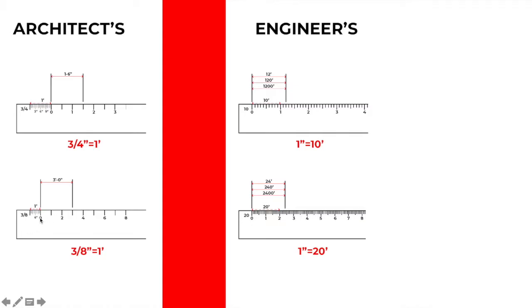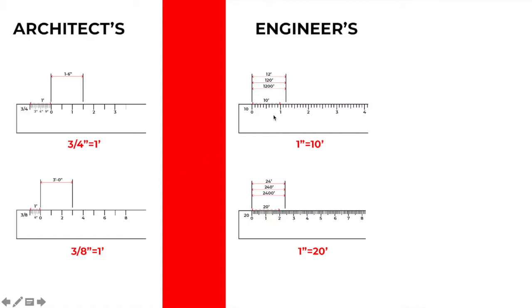We read from 0, 1, 2, 3, 4, 5, 6, 7, 8 feet, plus we have that additional space there to the left of the 0 in case we're measuring a line or space that is fractions of an inch as well as a nomenclature of feet.